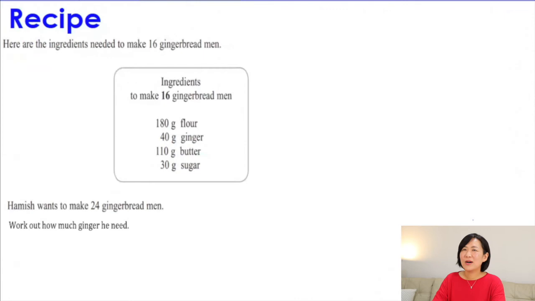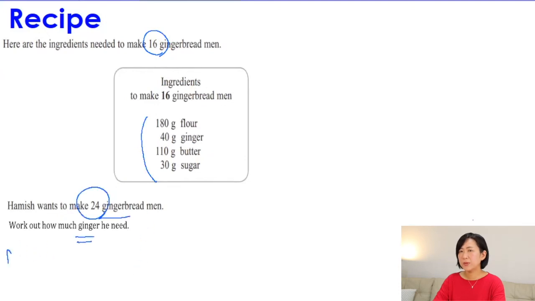Now, our last topic is recipe. So let's see. Here are the ingredients needed to make 16 gingerbread men. Then you can see 4 ingredients for 16 gingerbread men, right? Then Hamishi wants to make 24 gingerbread men. Then the question asks you to find the amount of ginger he needs. So here, 16 gingerbread men, then this is the amount of the ingredient, and then 24 gingerbread men. Our final goal is the amount of the ginger.